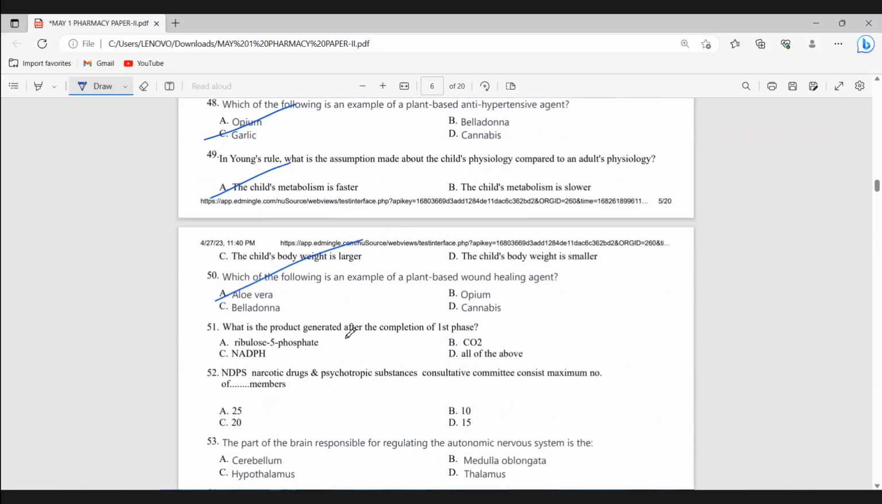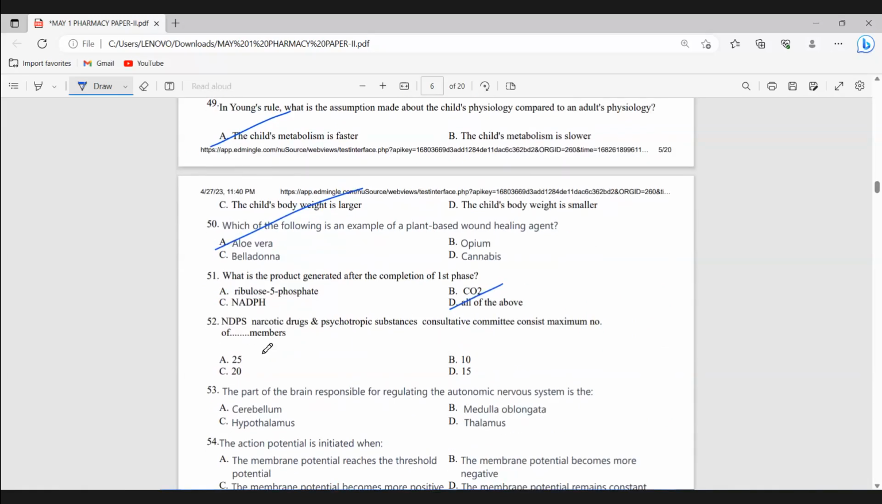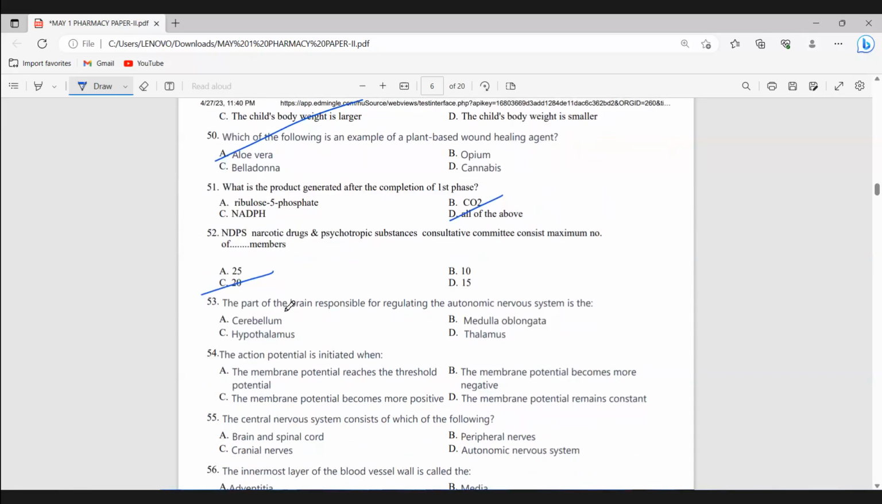Then 51, what is the product generated after completion of first phase? All. Then 52, NDPS, narcotic drugs and psychotropic substances, consultative committee consists of maximum number of dash members. How many members? 20 members.